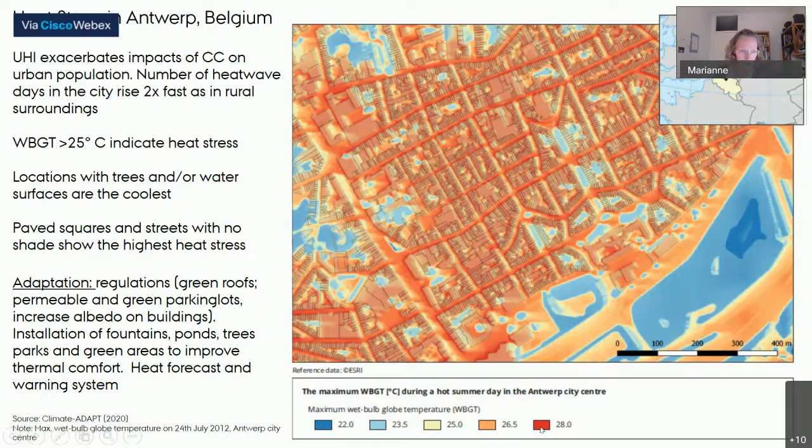So you also see that the locations with trees or water surfaces are the coolest, whereas paved squares and streets with no shade show the highest heat stress. And the adaptation aspects that Antwerp is working on are on the regulation side, to introduce more green roofs, permeable and green parking lots, increase the albedo of buildings, but also to install fountains, ponds, trees, parks and green areas to improve the thermal comfort of people. And especially, not least, the heat forecast and warning system, which our report also finds is one of the most efficient adaptation measures.